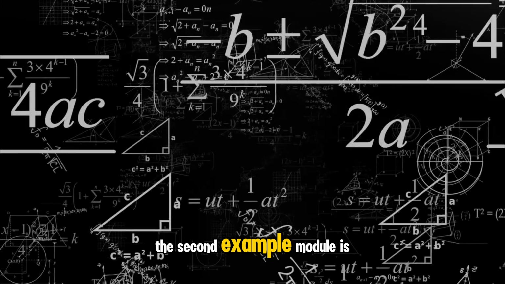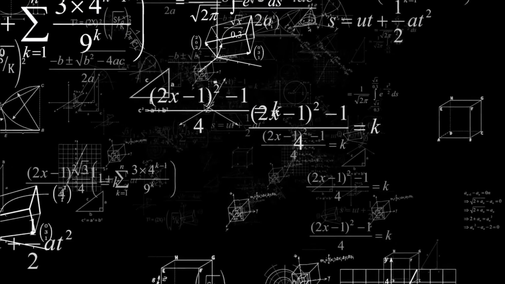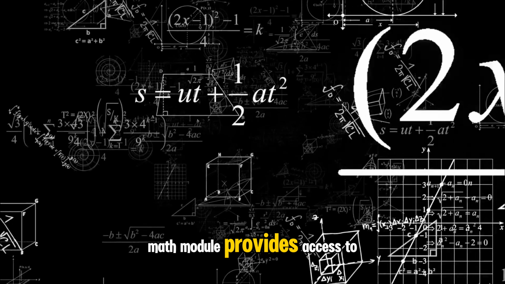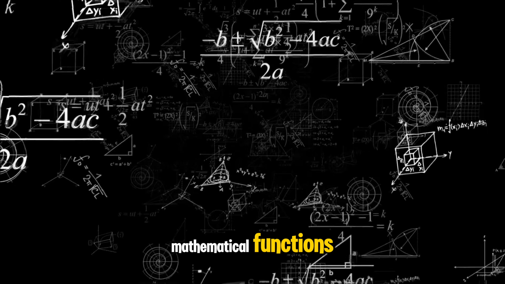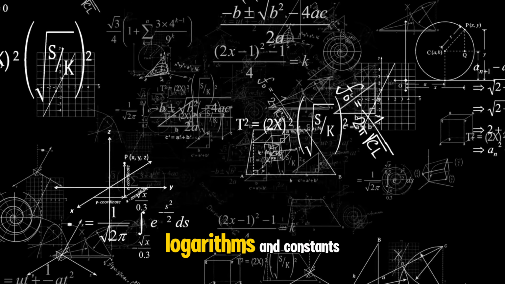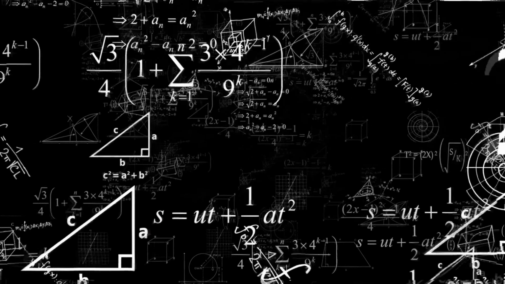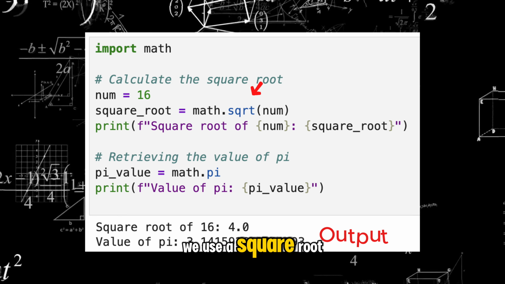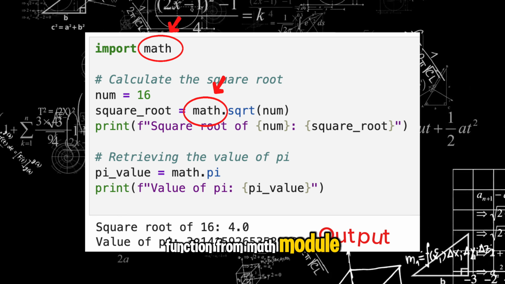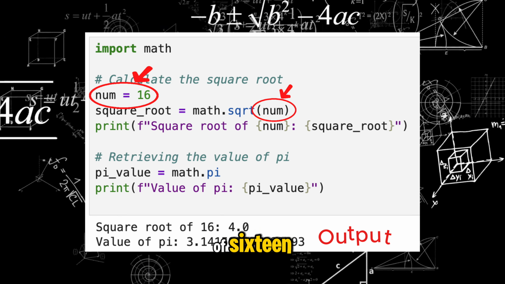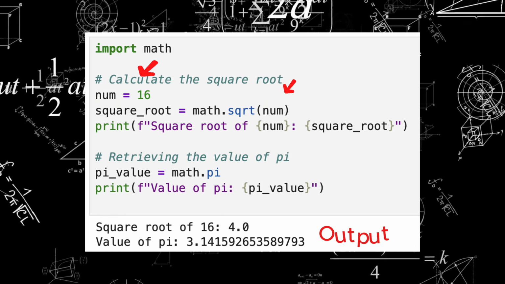The second example module is the math module. The math module provides access to mathematical functions like trigonometry, logarithms, and constants. In this example, we use the square root function from the math module to get the square root of 16. Another example is retrieving the value of pi from the math module.